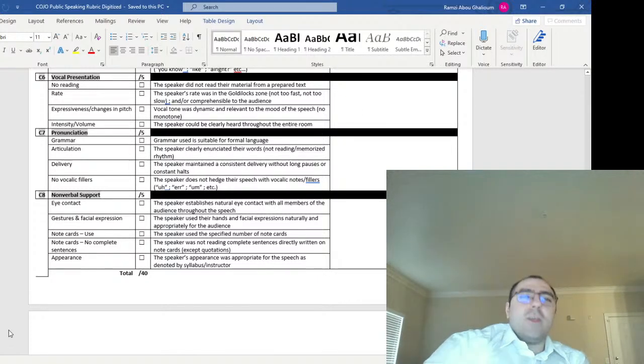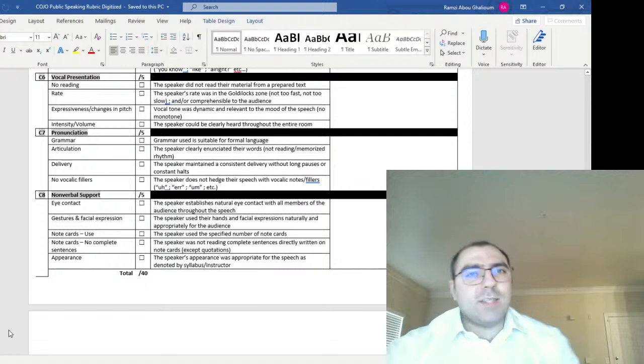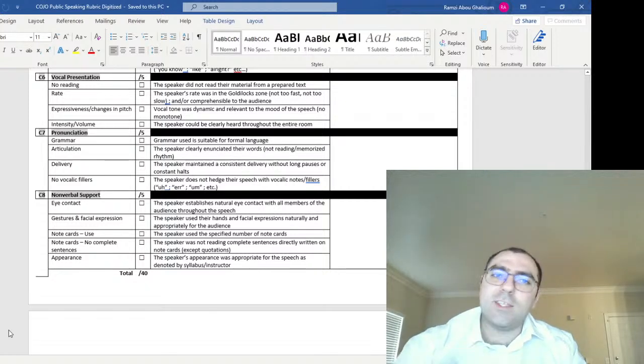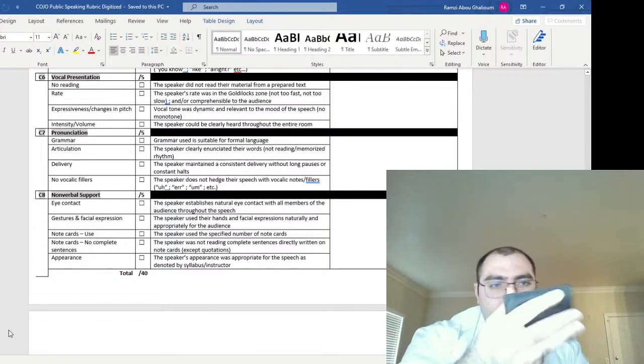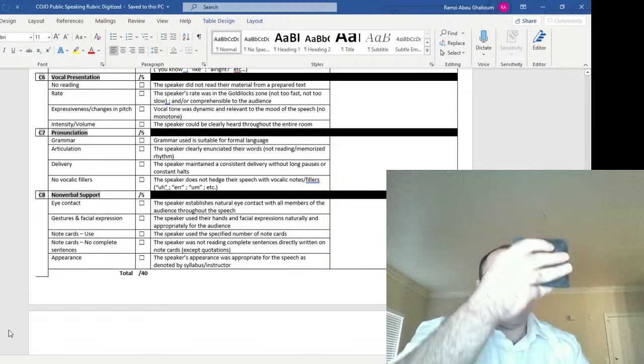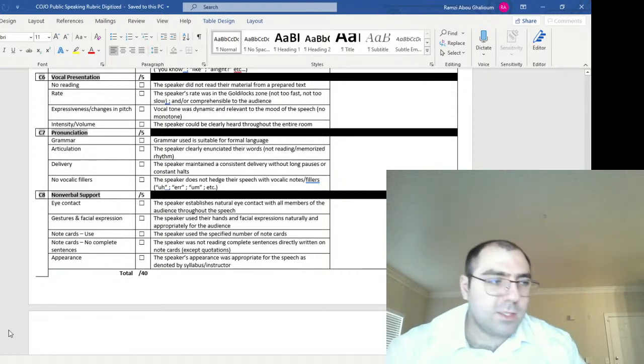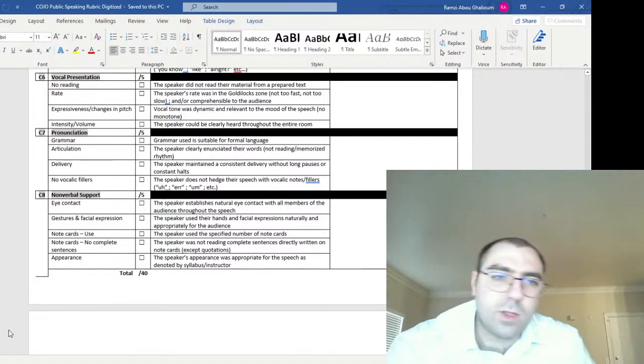Note cards, use of note cards, that's totally fine. It's totally fine if you're holding note cards in your hands. It's not fine if you're reading complete sentences off your note cards, or if you're holding your note cards in front of your face. Again, don't make me have to deal with that.